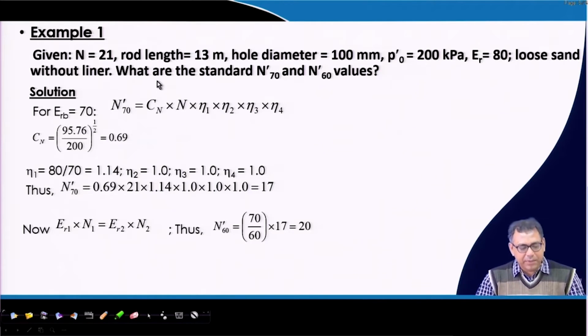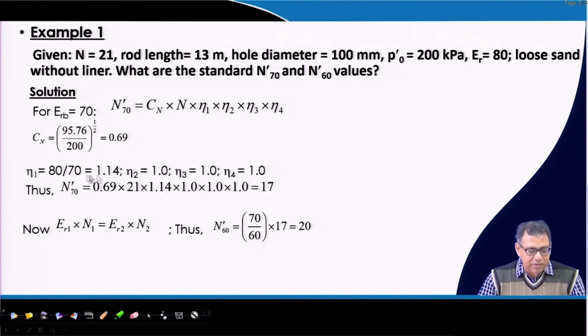So, this is one particular example, that your N value is 21, rod length is 13, which means your correction factor will be 1, because this is greater than 10. Then hole diameter 100, P0 bar is 200 kPa, ER is 80, and it is a loose sand and without liner, and we want to represent them in 70, what would be the value. Then all these values I will get, because ERB is 70 and ER is 80.